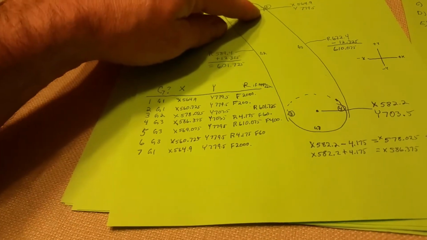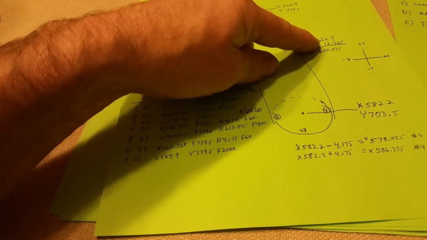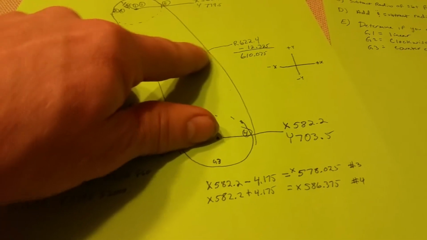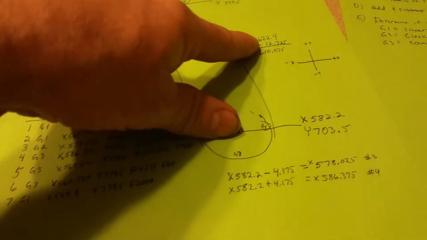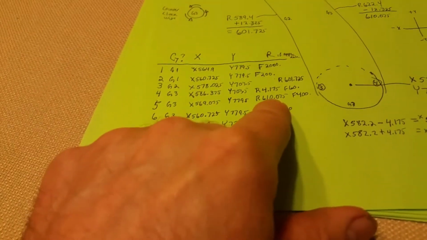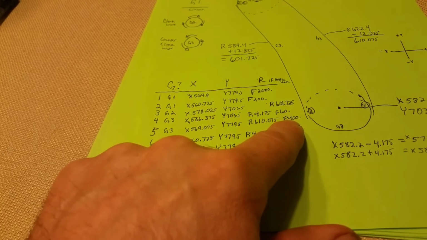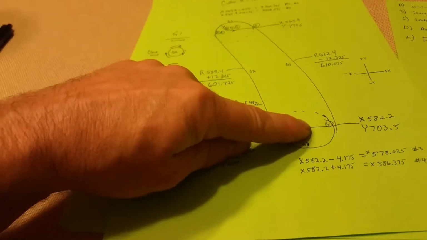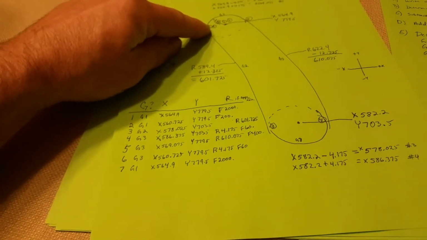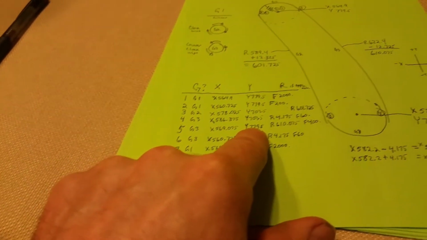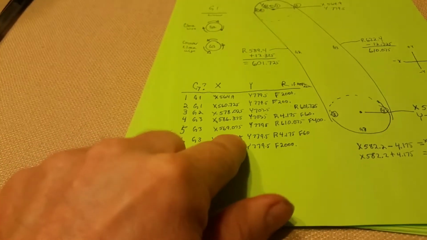Now number 5 up here. We've got an R of 622.4. We want to subtract off that 12.325. So we get R 610.075, which I have there. Notice I've got a higher feed rate here. Most of the slot is already cut out from 0.2 to 0.3. So it's buzzing along quicker. All right. 779.5 is just straight because it's at the 3 o'clock position.